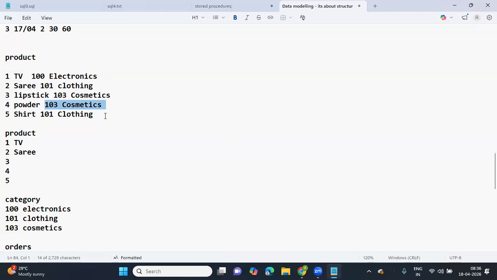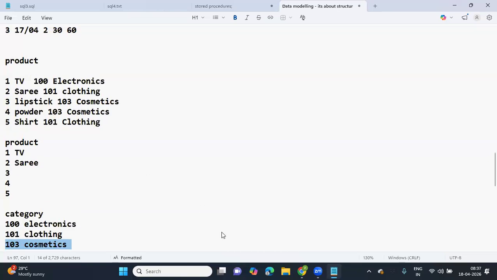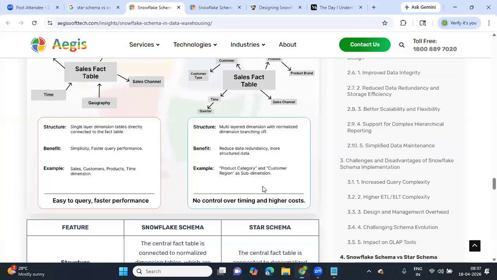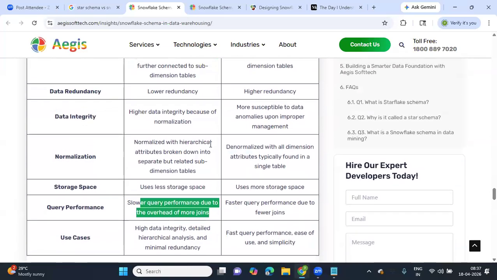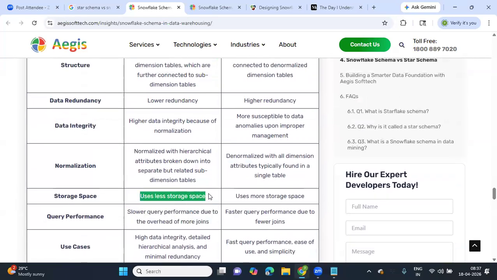But in the case of snowflake schema, for 103 there is definitely only one product that is related to another thing here. We have to join that. Only after joining will we have a different product ID, even though the cosmetics is the same. So that is the meaning of integrity. Storage space: the Snowflake schema uses less storage because the tables are normalized, with no duplicacy.